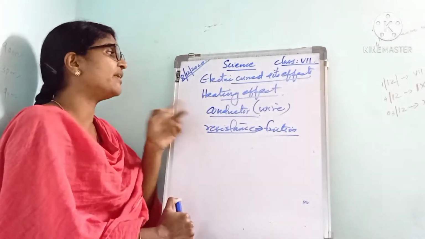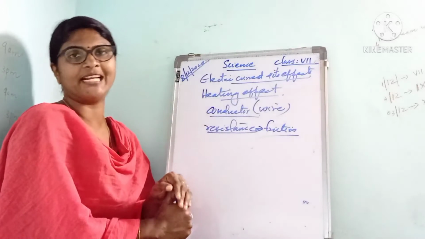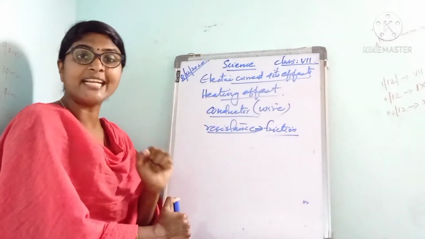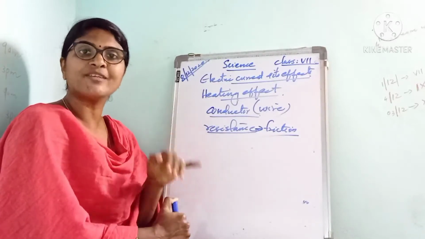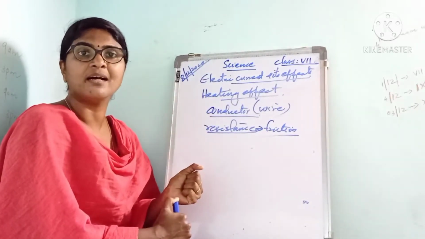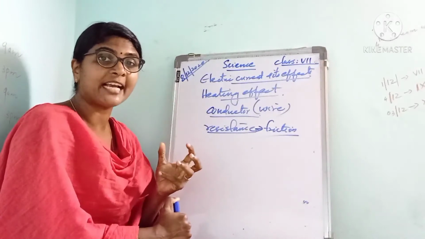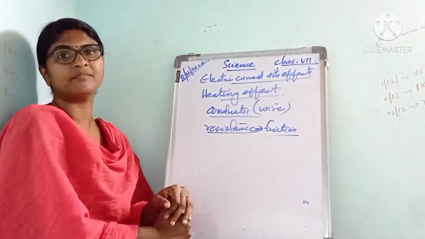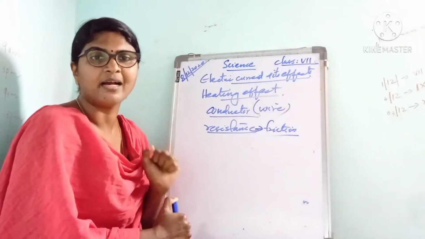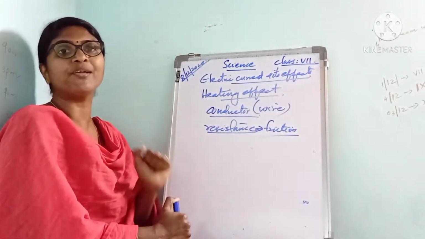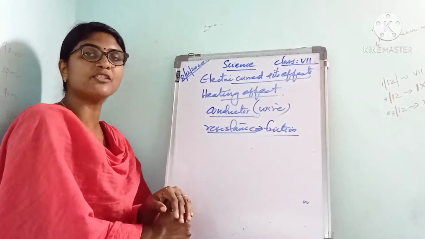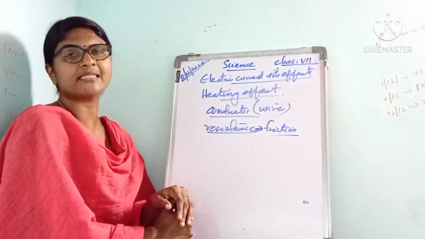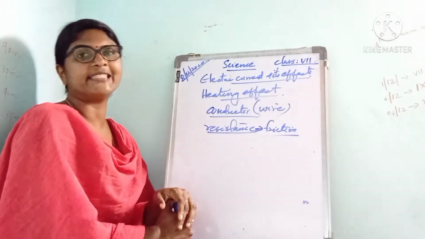This is called the heating effect of electric current. That is, when electric current passes through a conductor or a wire, due to resistance, heat is generated. It heats up and produces heat. And this is called the heating effect of electric current.